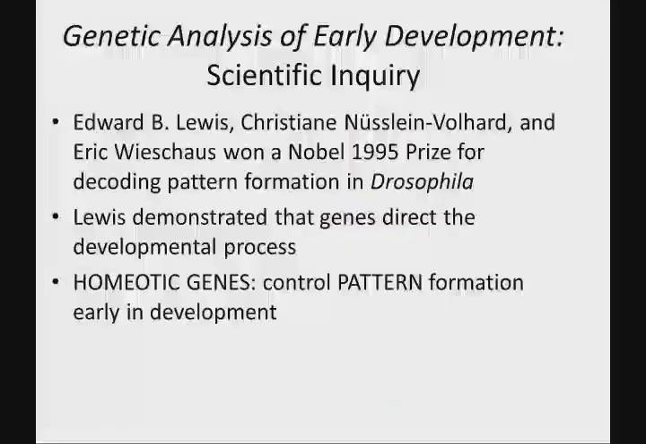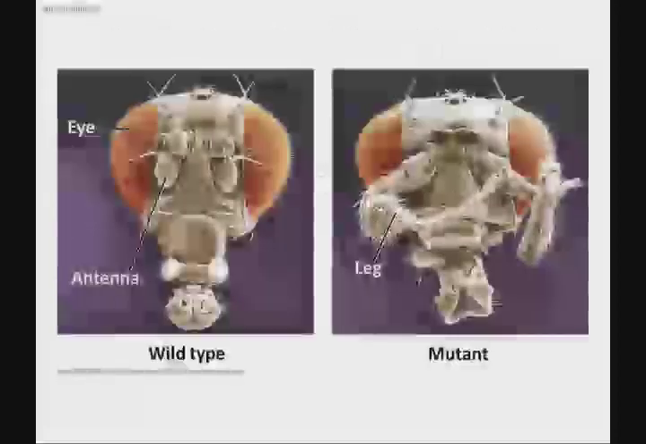And so this was a Nobel Prize-winning discovery, and what it led to is the idea of what we call homeotic genes. These are genes specific to controlling patterns of formation in early development. You'll hear these homeotic genes also called homeobox genes, because these master regulatory genes, which are turned on very early in development to establish the orientation of an organism as it develops, have this conserved sequence called a homeobox.